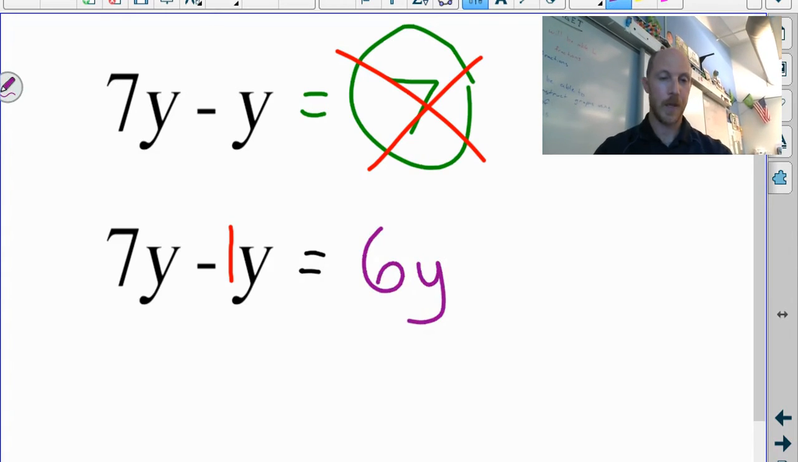y's, right? If it's 7 pieces of candy and I take 1 of the pieces of candy away and give it to my friend, I still have 6 candies, right? So that y is like the label, whether you call it pieces of candy or pens or chairs or the letter y, the label doesn't change. We can add or subtract those coefficients. The label always remains the same.